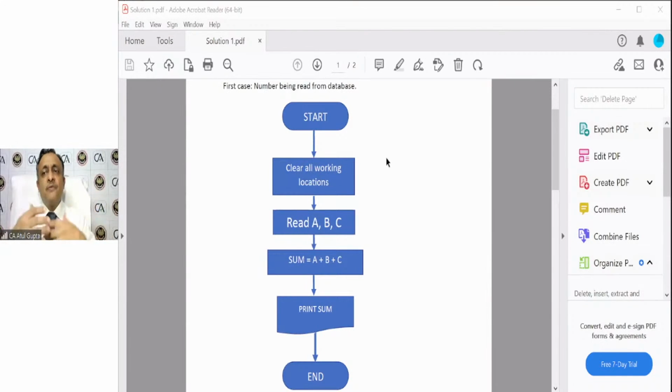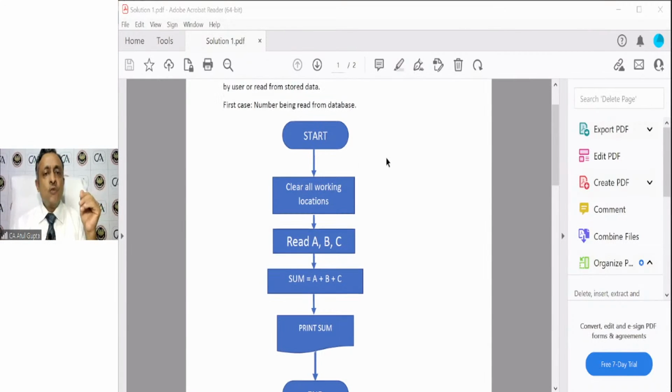Now let us start defining the flowchart. This session is on flowcharts itself. So what exactly is a flowchart? We'll take a practical approach to it, how you look at it. The question 1 that was given to you was to add 3 numbers. So 3 numbers have to be added.